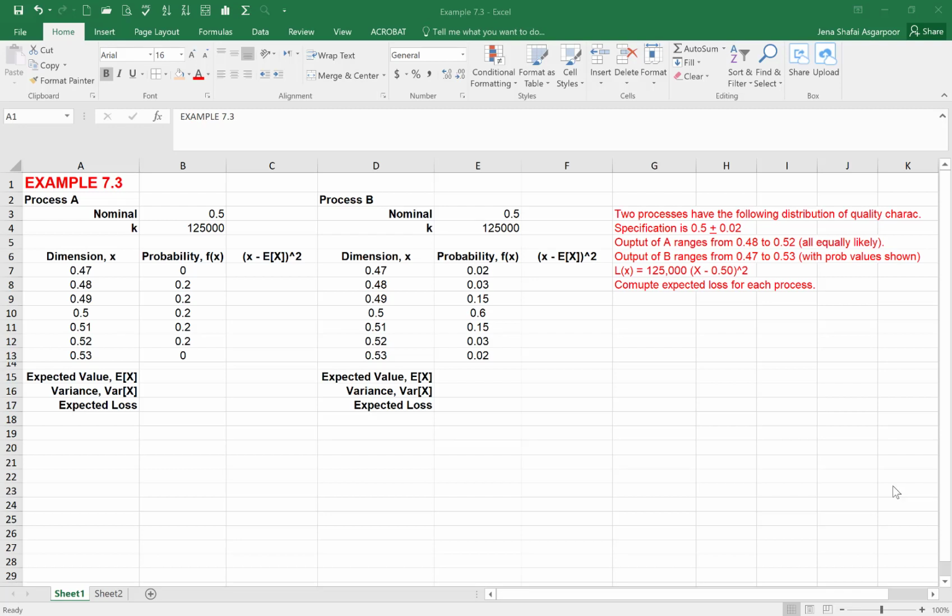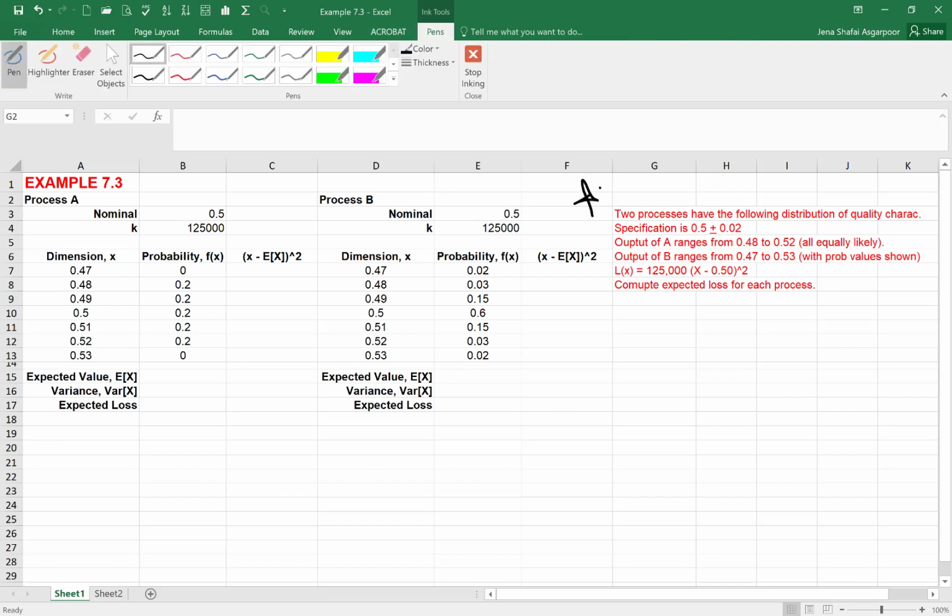This is example 7.3 from chapter 7, not a reserve problem, but example 7 that's described in the chapter. So far in the previous videos, we've just applied the Taguchi loss function, but in this problem, we're actually given a probability distribution of actual values for a quality characteristic that has been produced using two different processes. Here's the statement of the problem.